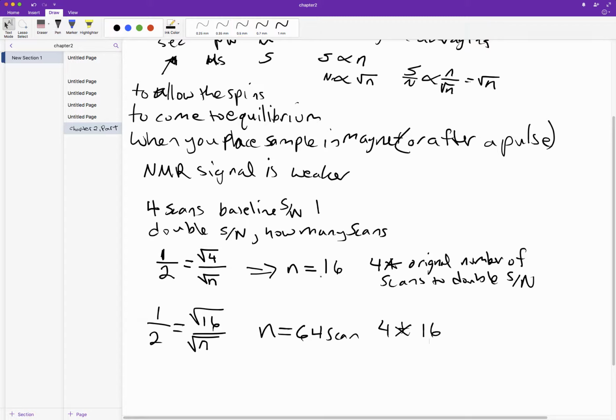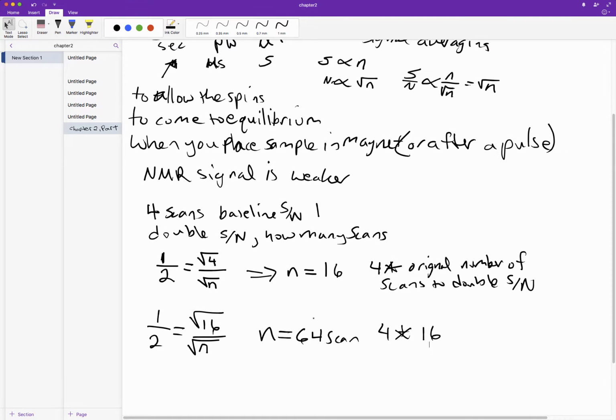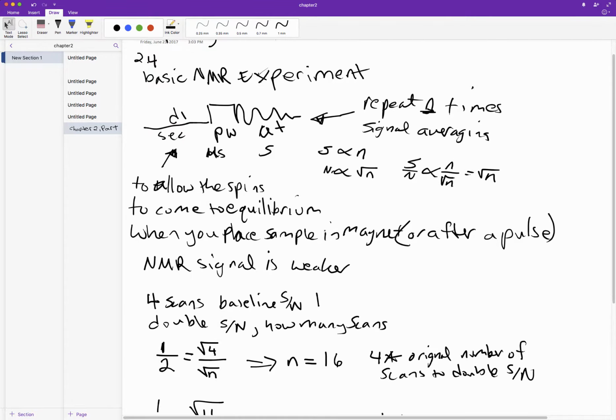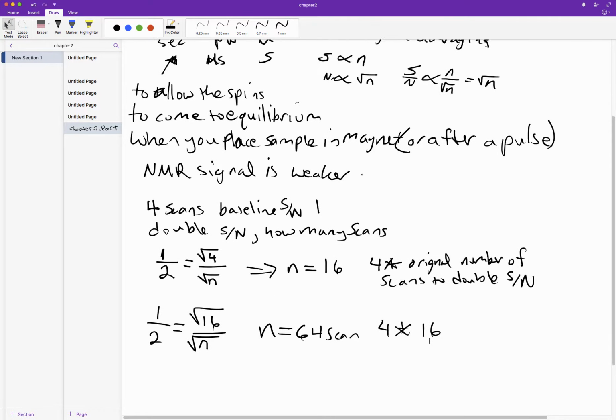All this was back to this basic NMR experiment where we have a delay and then a pulse which excites the nuclei and puts them in the XY plane, and then we collect the data and repeat it over and over again. The D1 is just to allow everything to come back to equilibrium after this pulse and acquire. But the reason we have to do many scans is because the NMR signal is weak and we have to do signal averaging.